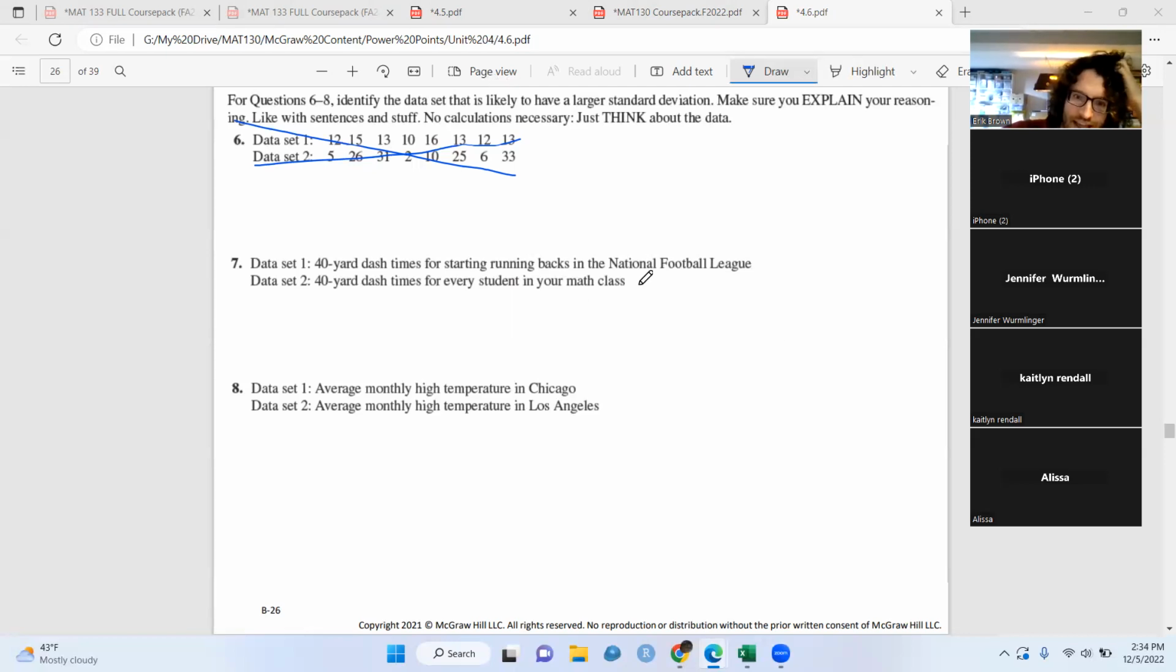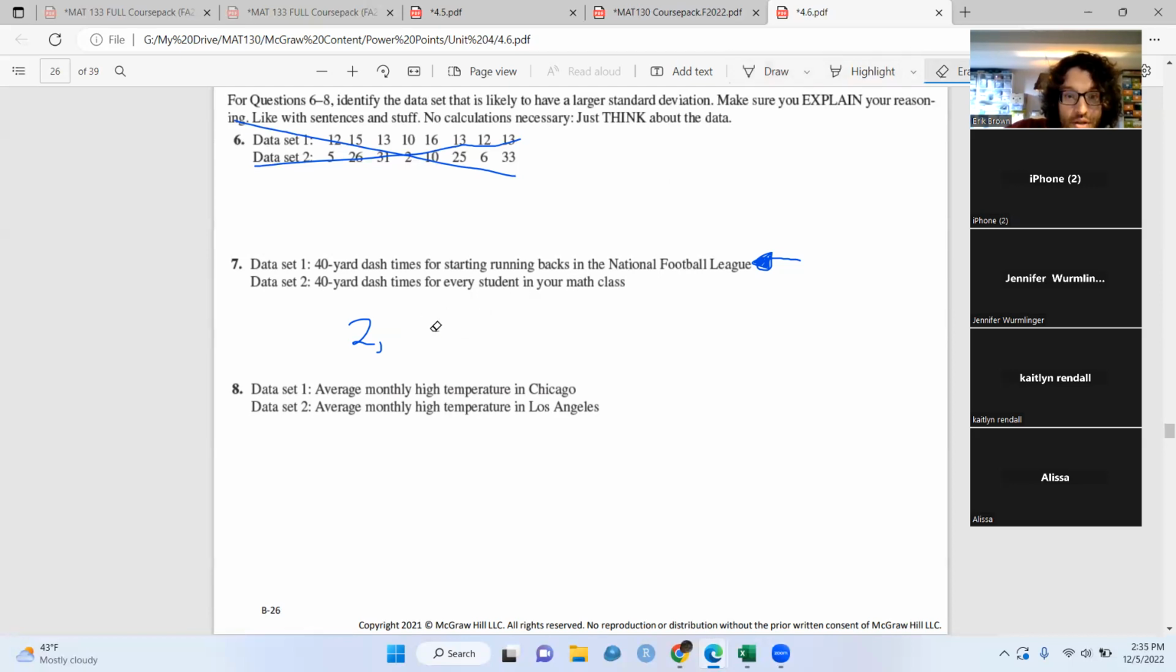Right. The idea here is that students in a math class, your job is not to run fast. I am not a fast runner. I do some running, but it's more long distance. Whereas running backs in the NFL, their job is to run fast, right? So these guys are all going to have roughly the same running times. There'll be a little bit of variation, but it's going to be fast. Whereas for us, who may or may not be athletes, those numbers are going to be kind of all over the place. So they're going to be very spread out, which means 2 would have the larger standard deviation. Good. Okay, what about 8?